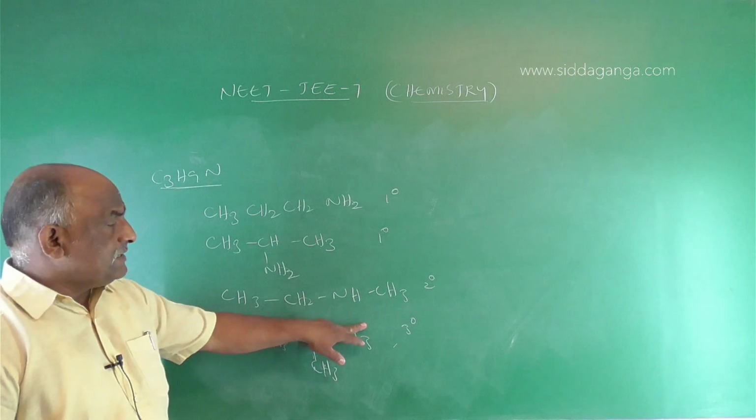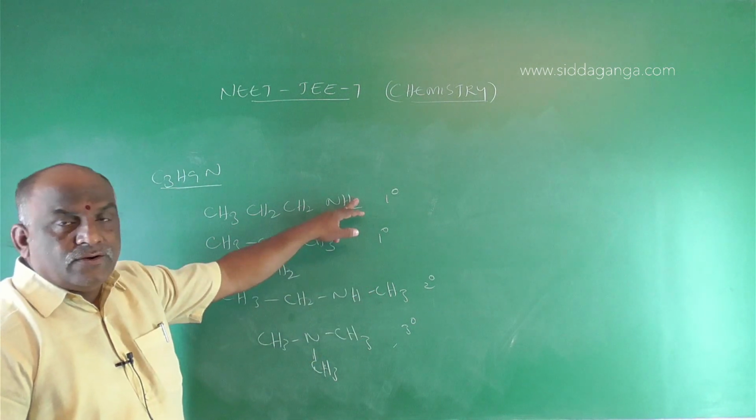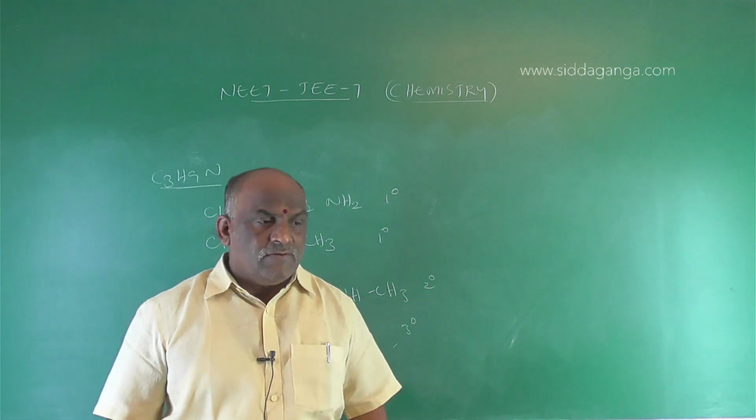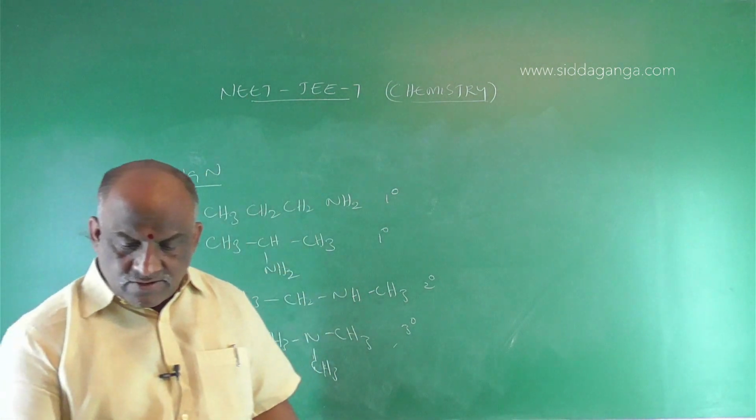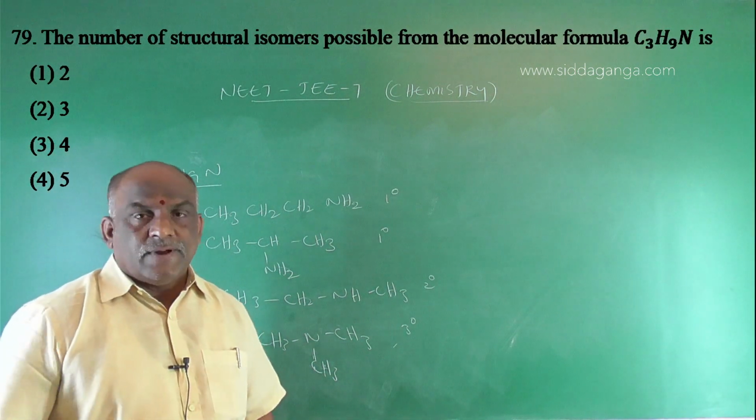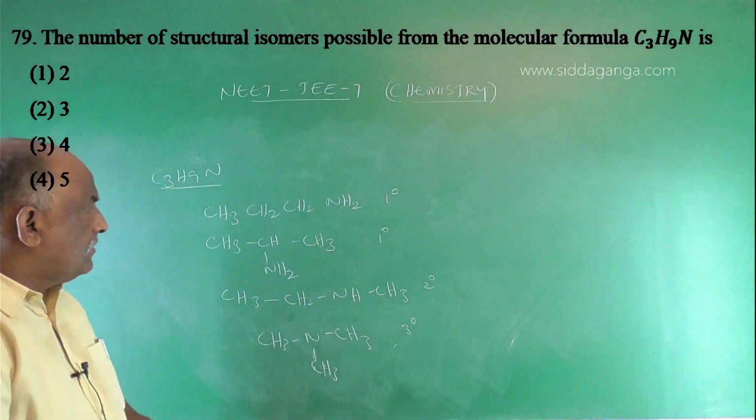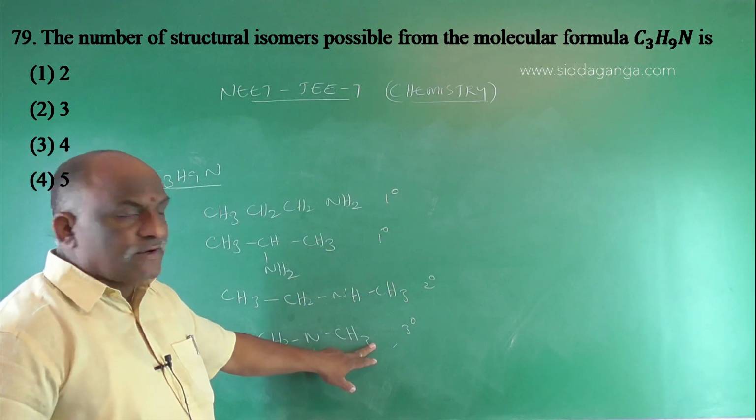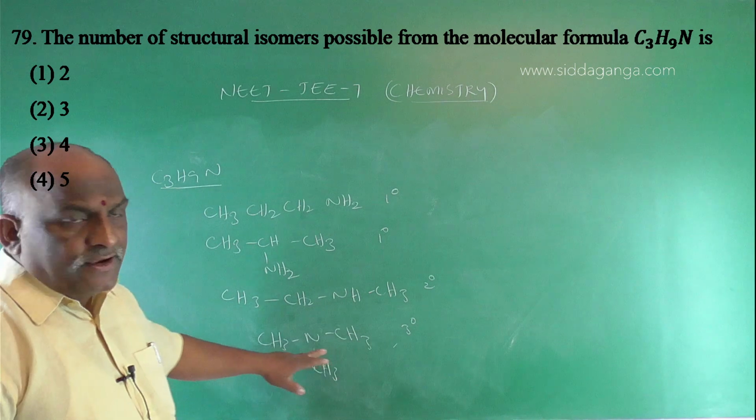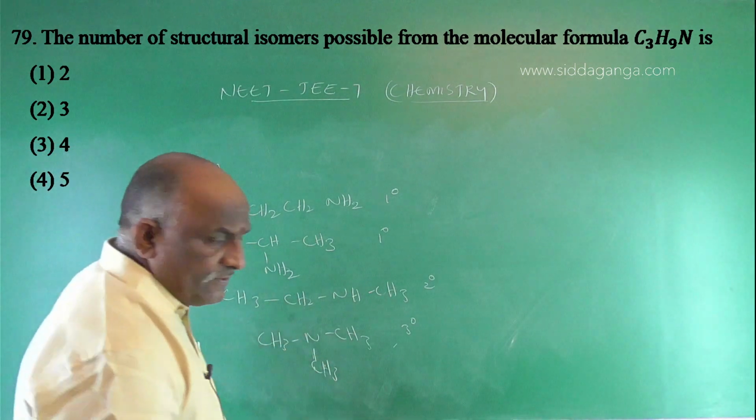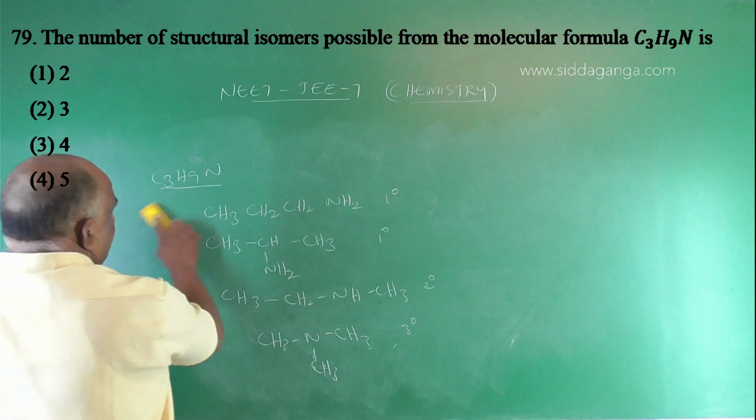So one is a tertiary amine, one is a secondary amine, two are primary amines. So the total number of possible isomers for the molecular formula C3H9N is 4, option 3, is the right answer. Primary amines will be 2, secondary amine is 1, tertiary amine is 1. Clear? So this is right. And next one.